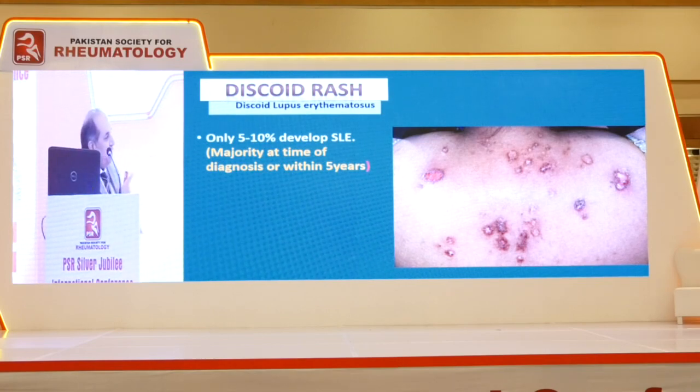So seeing and recognizing these types of lesions can help us to assess their underlying disease and its prognosis, because progression is seen in only 5 to 10% of such cases. And then the majority at time of diagnosis are within 5 years. So the prognosis is good. If there is extensive lesion of DLE, it's not likely that this will remain as a localized type of discoid lupus, and only 5 to 10% cases will develop florid SLE.